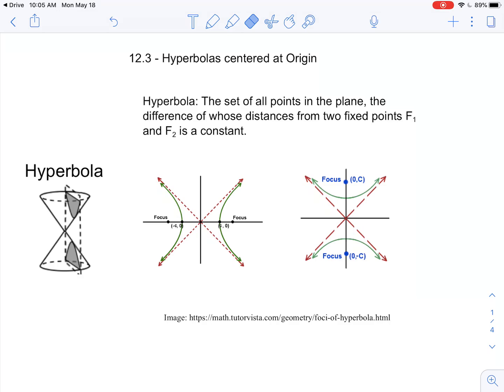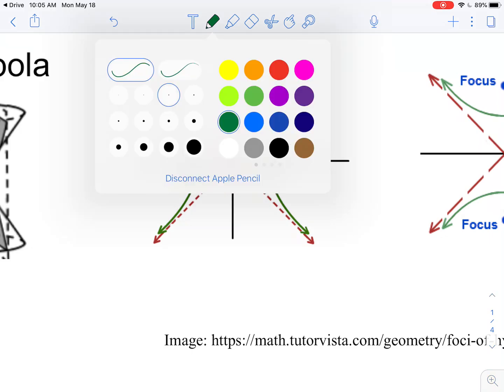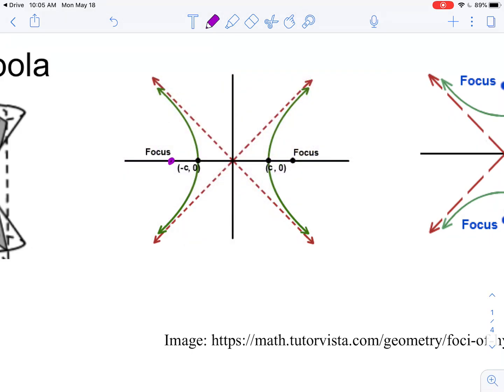So a hyperbola is created when you take a plane that intersects a double cone and you get this double U-shaped curve or a double parabola. So you have these two curves, and with them you have some of the same characteristics. You still have the foci. If we look at this, the foci lie inside the curve. They're on the inside of the curve here. These are my foci.